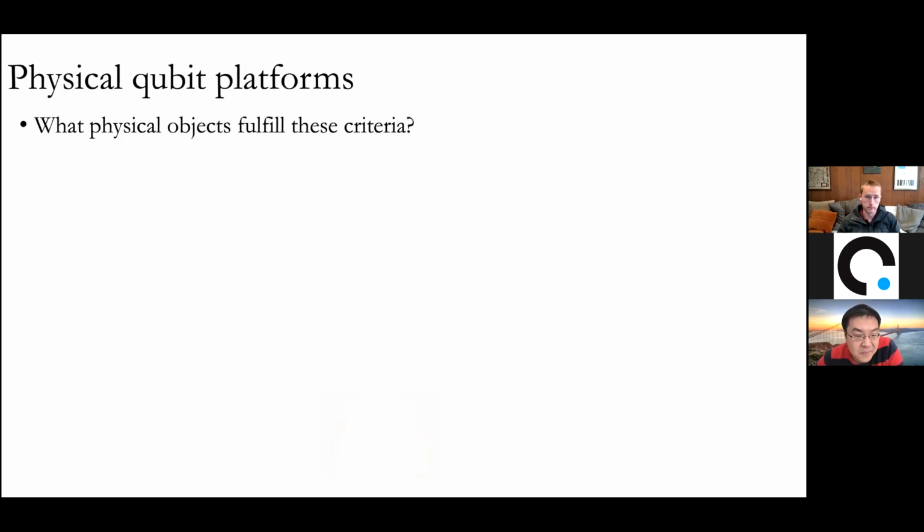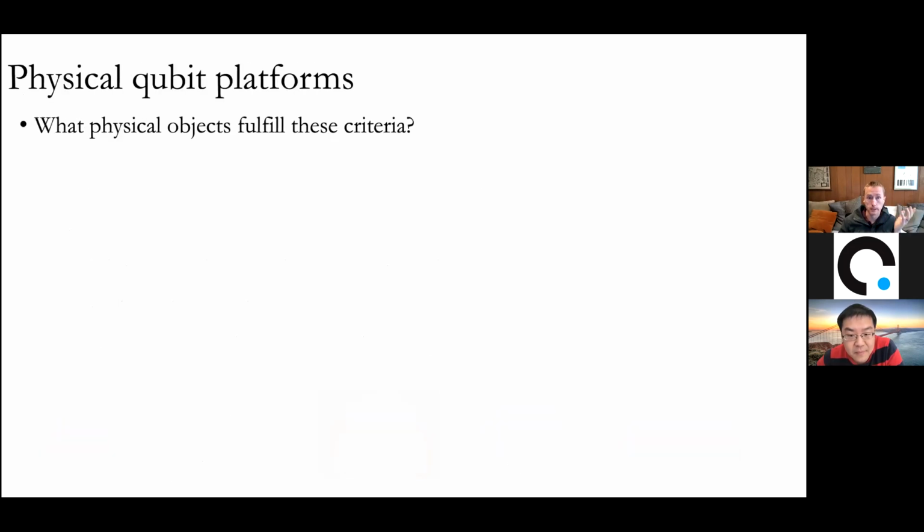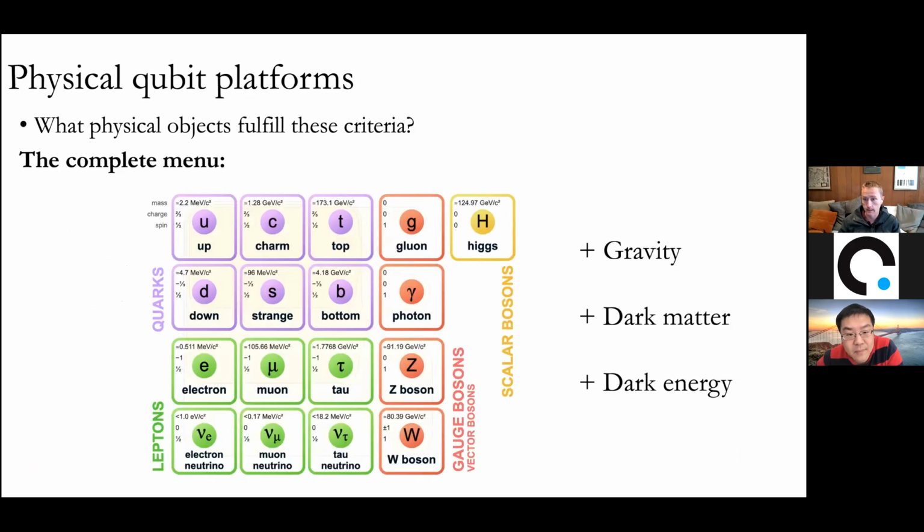Okay, so that's our list of things we want. What physical objects can possibly fulfill these criteria? Well, I'm pretty sure this is the complete menu. If we want to make a quantum computer, it's going to be out of this stuff.